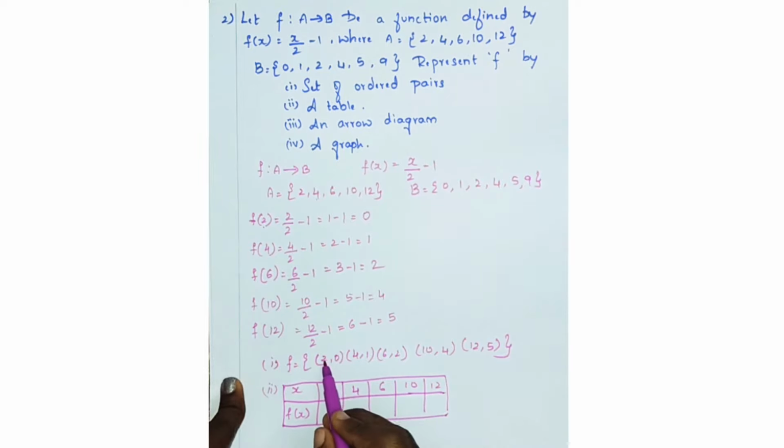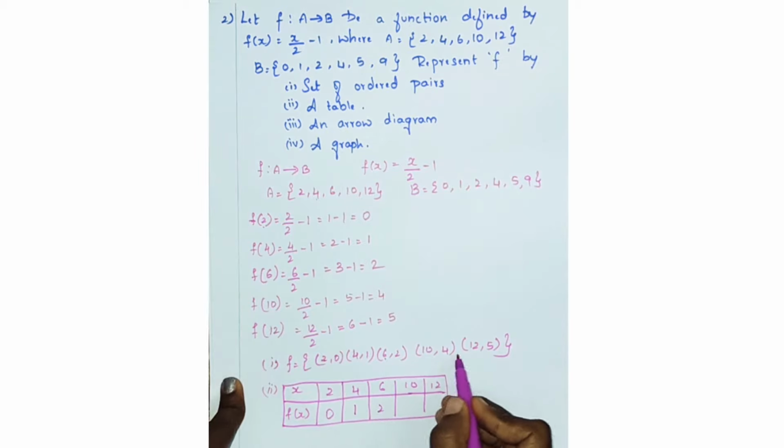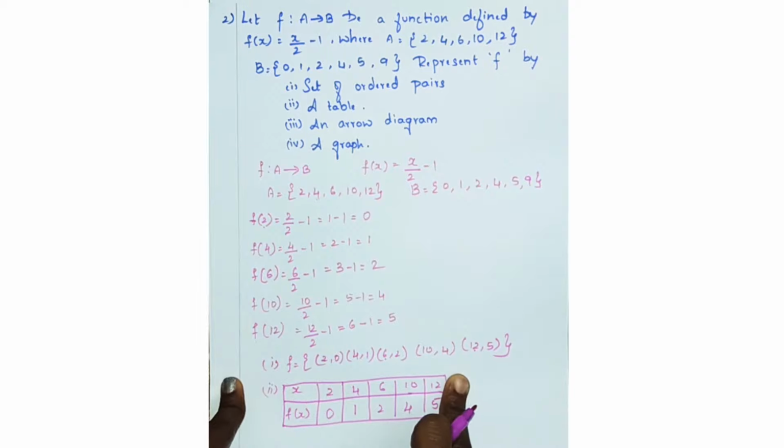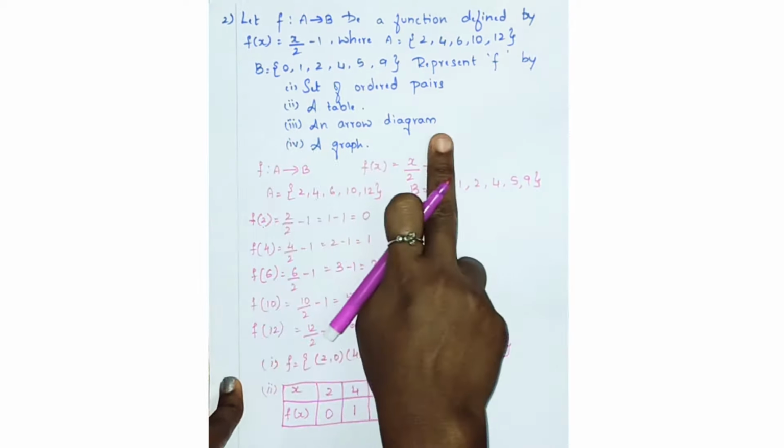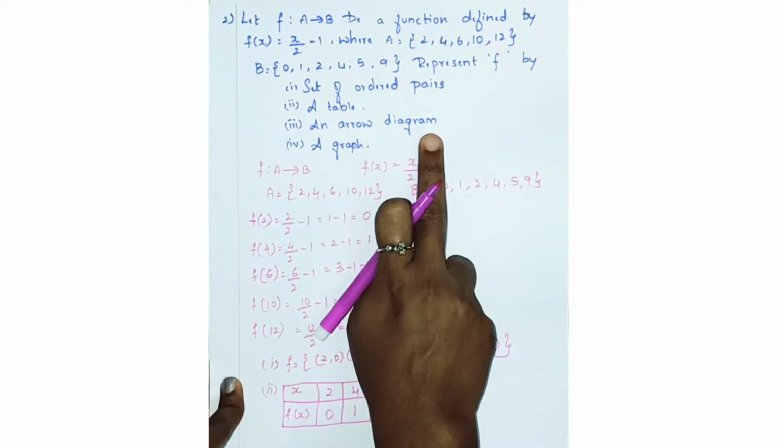Okay, so when it is 2, it is 0. When it is 4, it's 1. When it is 6, f of x is 2. When it is 10, f of x is 4. When it is 12, f of x is 5. So this is how you'll represent in table format. Okay, so now they have asked to draw an arrow diagram. Okay, so now we'll see arrow diagram.